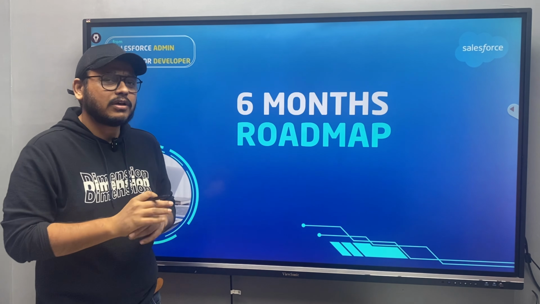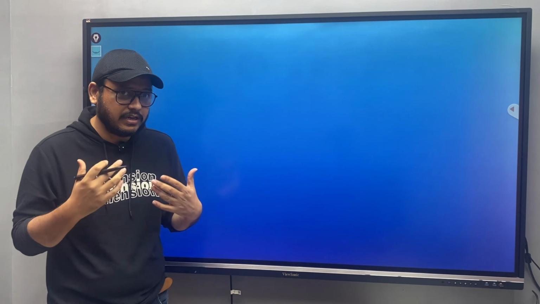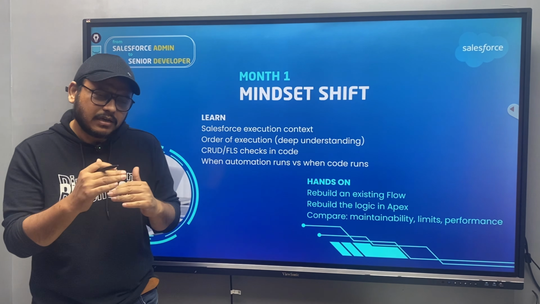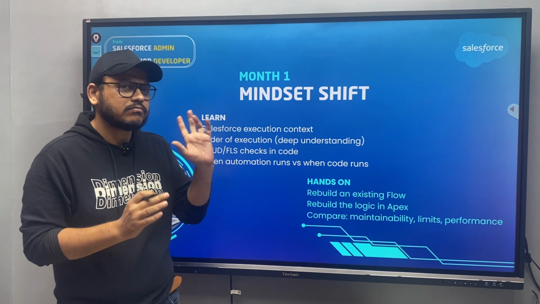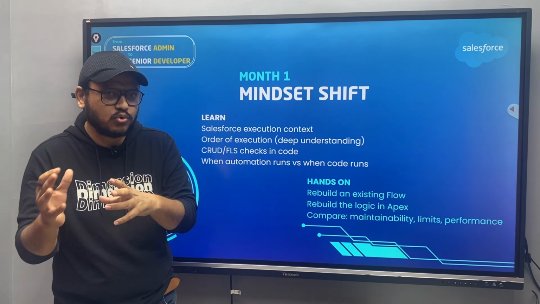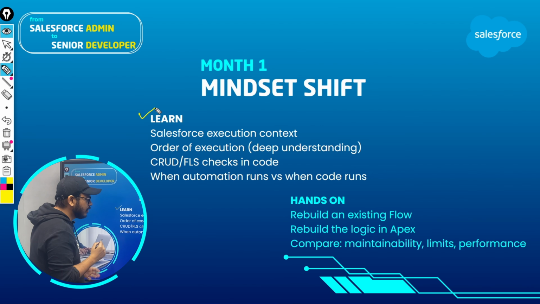Now, here I have got a very clearly defined 6 months roadmap for those who are really serious about it, who are really wanting to make a switch towards it. I thought it would be good for you to understand what sort of a 6 months roadmap you can use, right? So month 1 should be ideally about mindset shift and trying to understand what you need to know. So for month 1, you should try to learn a few things.